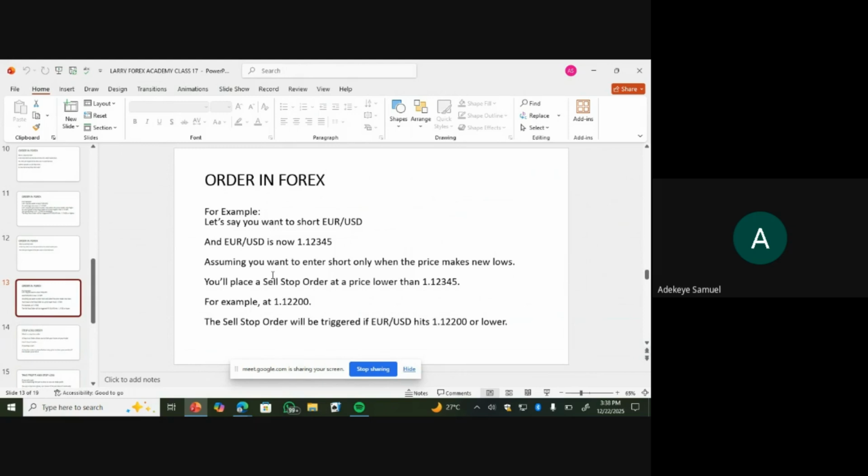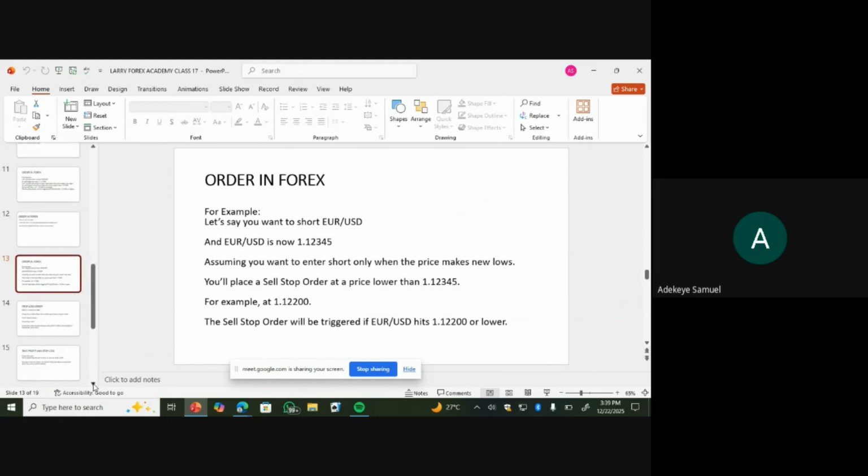All right. So EURUSD is now 1.12345. So assuming you want to enter short only when the price makes new lows, you place a sell order at a price lower than 1.12345. It can be 1.12200. So 1.12200 is lower than what? Than 1.12345. So the order will get triggered when the price hits that particular level, and you join the sellers.